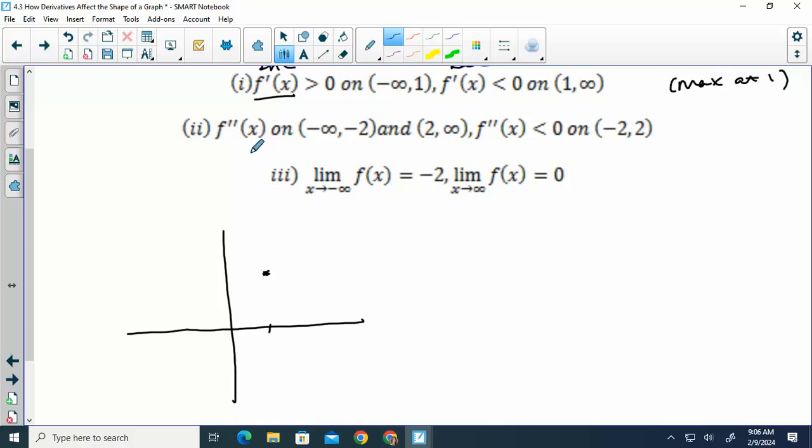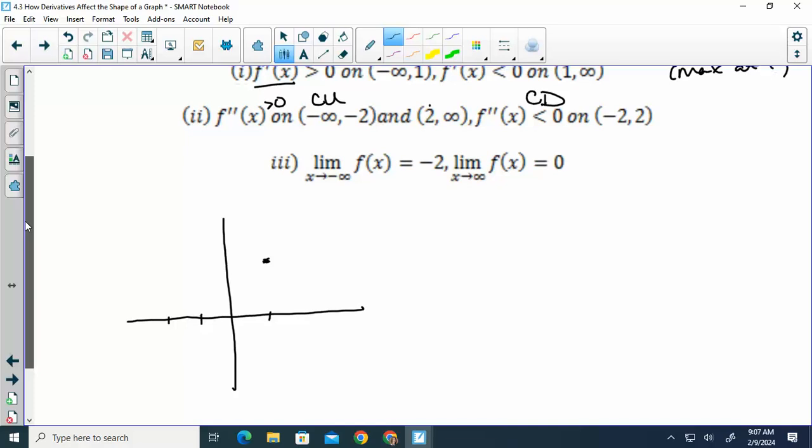The second derivative, ooh, I have a typo. How about second derivative is greater than 0? Sorry about that. So the second derivative is greater than 0 until I get to negative 2. And if the second derivative is greater than 0, what does that tell us? It's concave up. And after 2, the second derivative is negative, so between those it's curving downward. Okay.